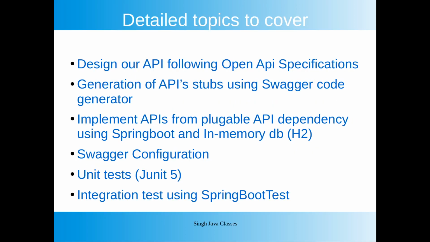So what detailed topics are we going to cover? First, we will design our API following Open API specifications. Then we will generate the API stubs using Swagger code generator. Then we will implement APIs from pluggable API dependency using Spring Boot and in-memory database. Then we'll learn about Swagger configuration for our Spring Boot microservices. Then we will implement a unit test case on JUnit 5 and integration test case using Spring Boot test.